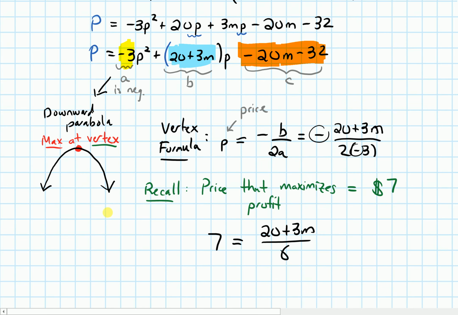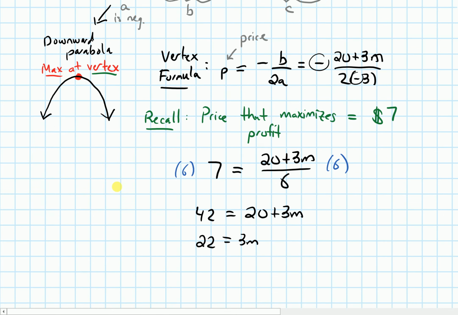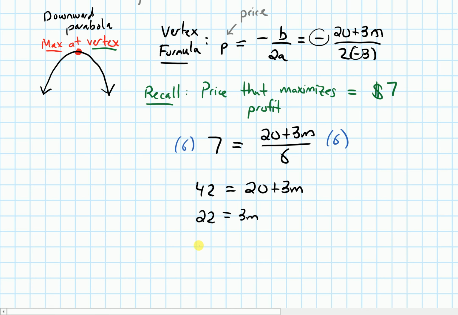And now we just need to solve this equation. So we can multiply both sides by 6 to get rid of that denominator. We get 42 equals 20 plus 3m. Moving the 20 over, we get 22 equals 3m. And then I could divide by the 3. So we get m equals 22 over 3. And remember, m represented the marginal cost, so the units in this problem were dollars. So that is our marginal cost. And if we needed to put this in decimal form, this is about $7, and rounding it to 2 decimal places, 33 cents.